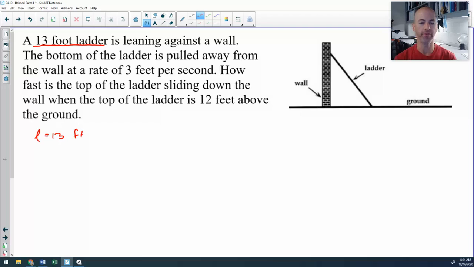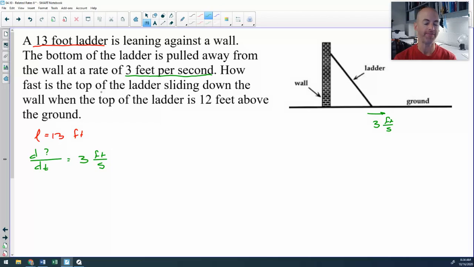The bottom of the ladder is pulled away from the wall at 3 feet per second. So 3 feet per second, that is a rate of change. I am pulling the ladder this way at 3 feet per second. And so that is going to be the rate of change of something, d something, and I'll put a question mark for now, dt is 3 feet per second. We'll come back and figure out what exactly is changing at 3 feet per second.